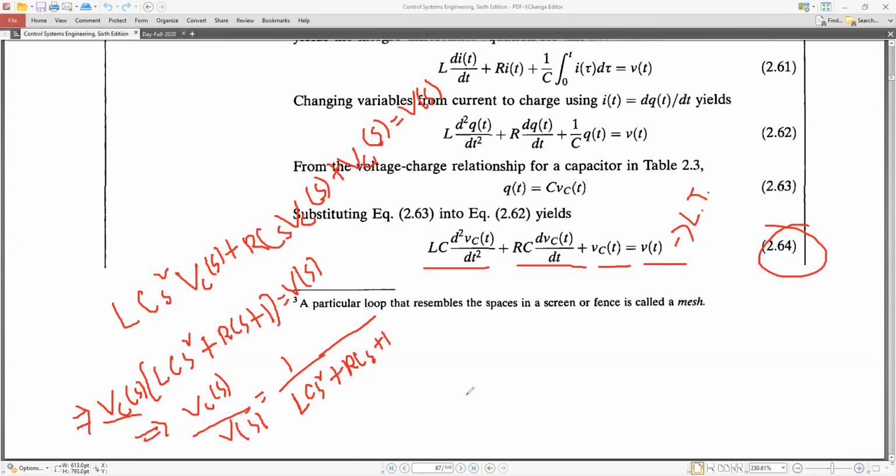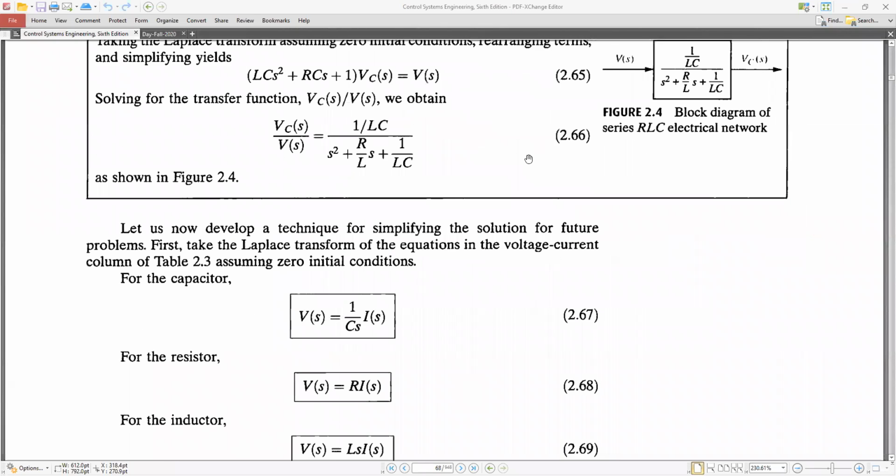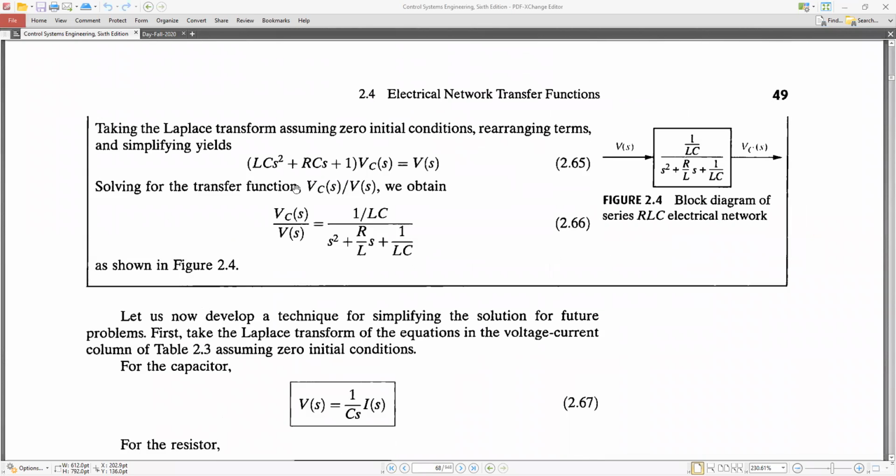And so we have found the transfer function according to the requirements. Okay, according to the requirements, we have found the transfer function. So we can see this one. Let me clear. See, just what I have done.